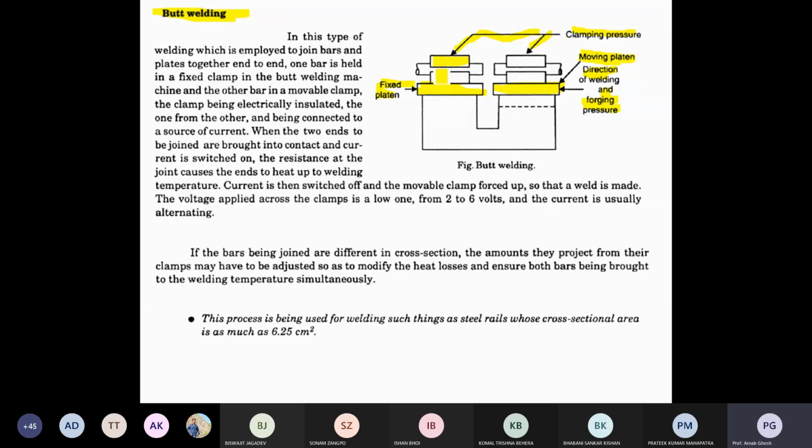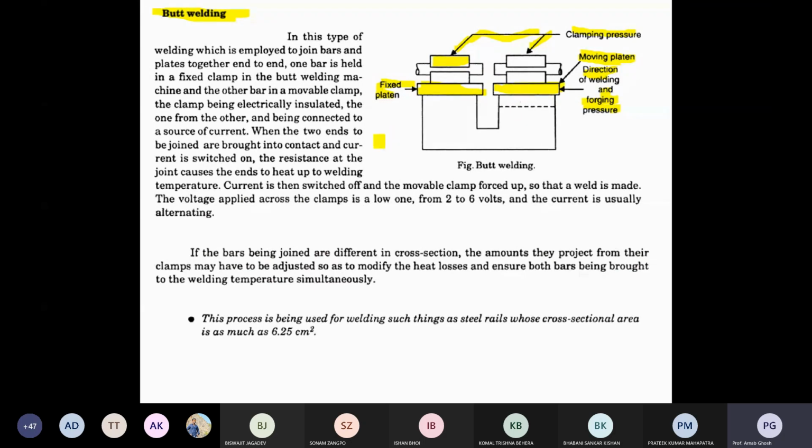Okay, that one workpiece is here for your fixed pattern, and the other is the movable pattern. So another workpiece is there. Now we are going to move the movable pattern towards the fixed pattern.